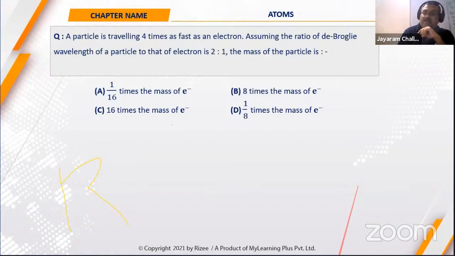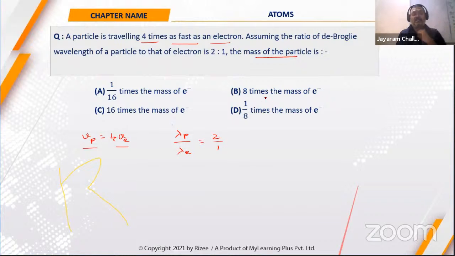So next one. So what can be the sum on this one? The particle is traveling 4 times as fast as an electron. That means the velocity of the particle is equal to 4 times the velocity of the electron. This is the information he has given. Assuming the de Broglie wavelengths of the particle and electron are such that lambda of the particle by lambda of the electron is equal to 2 is to 1, the mass of the particle is what he is asking. So how can you find the mass of the particle?